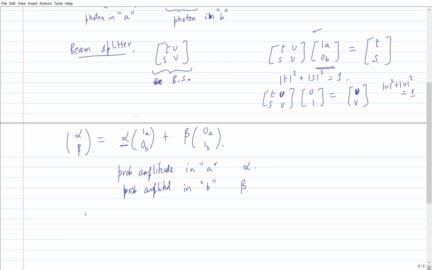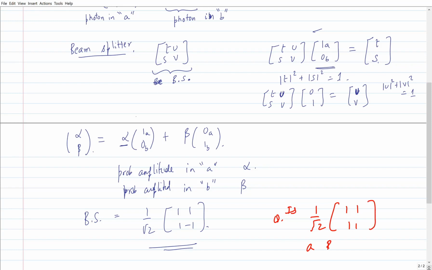You can have various examples of beam splitters. Essentially, any unitary matrix will serve as a beam splitter. Of course, whether it's a 50-50 beam splitter or not, that's going to be another condition on that unitary matrix. That's going to be one of your homework problems. But so, for example, this is a beam splitter. Question for you: is the matrix a beam splitter?